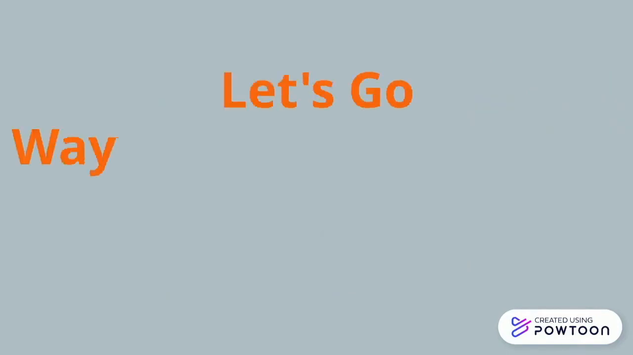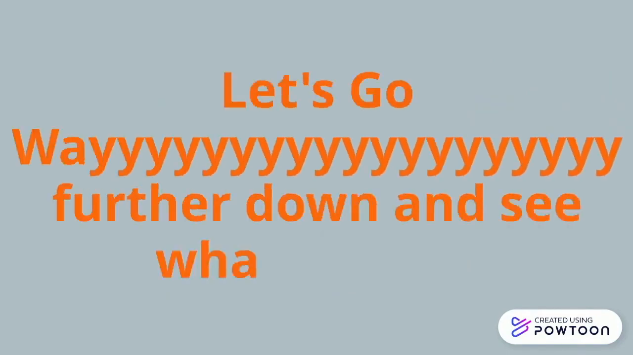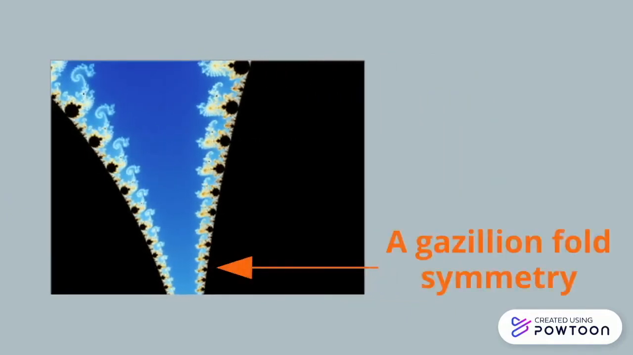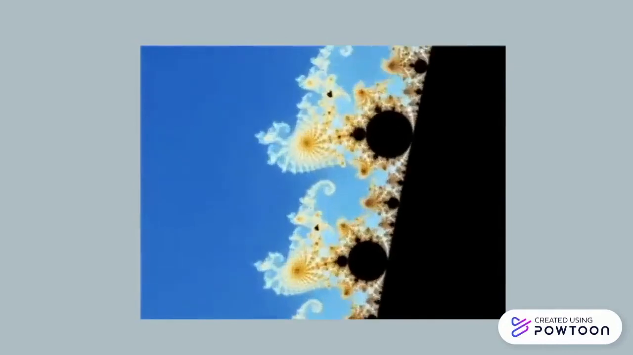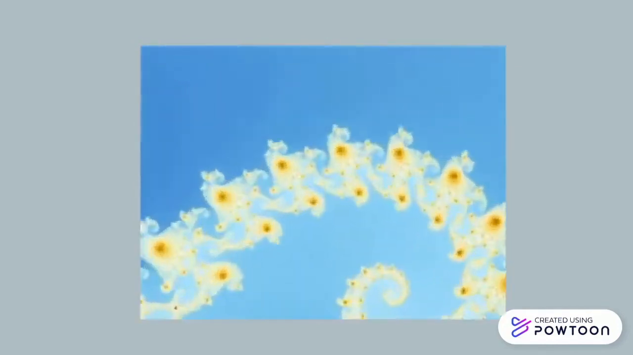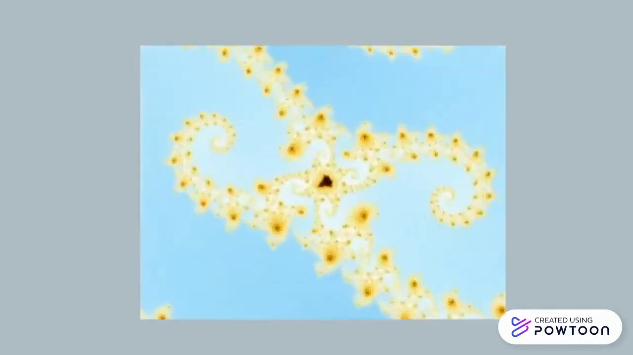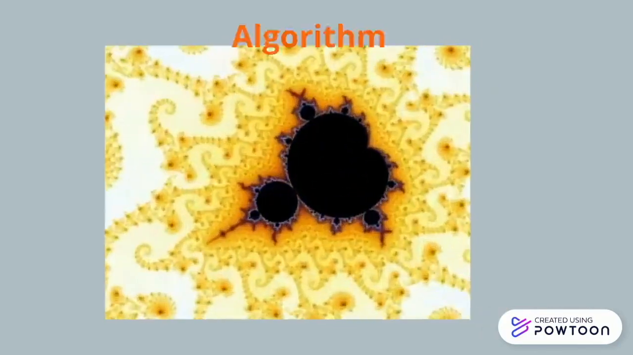So now, let's go way further down the edge and see what's there. As we know, the symmetry will continue to increase. We see that the edge starts to curve in on itself and employs a super cool and intricate structure. Now, if we take a step back and consider the system as a whole again, we can find an almost exact replica of the system, just in a smaller form.